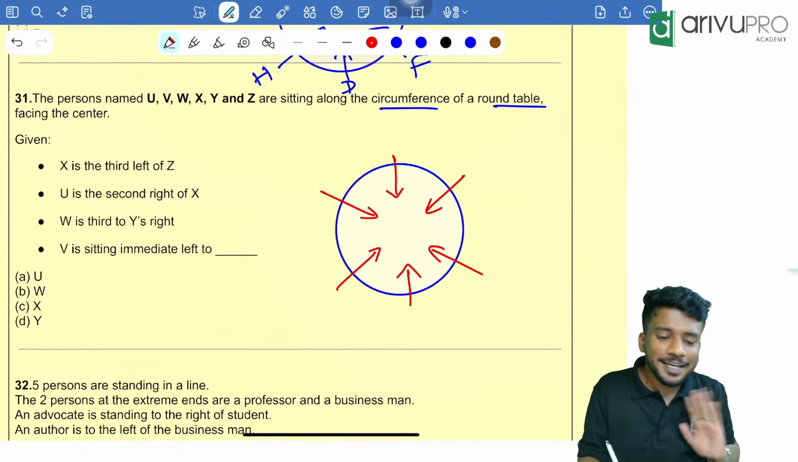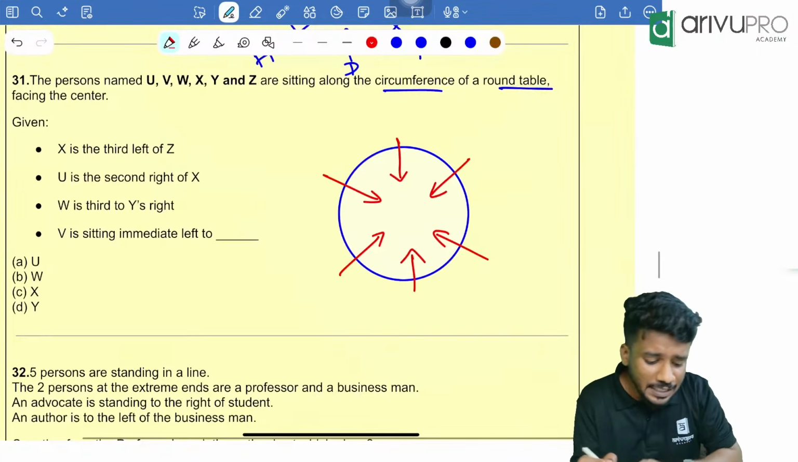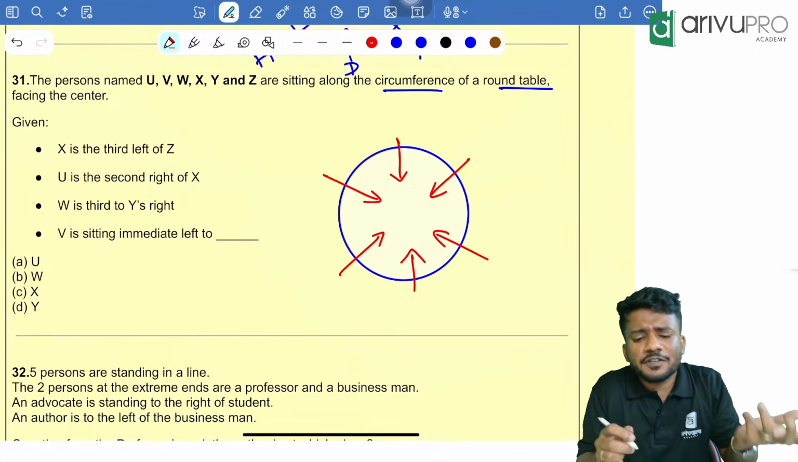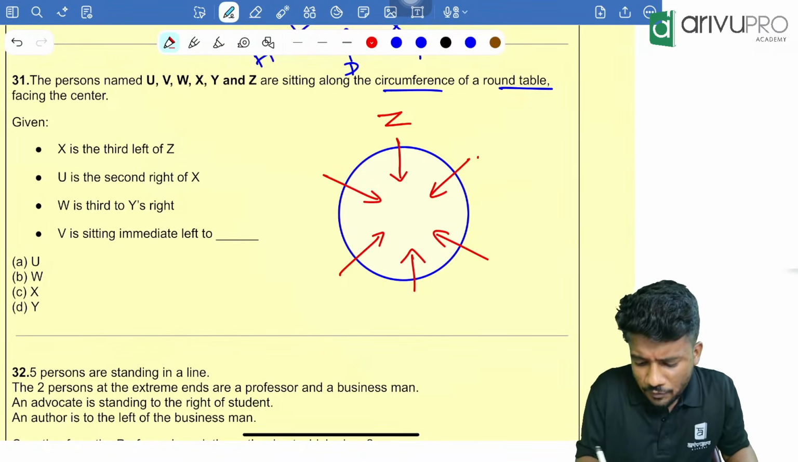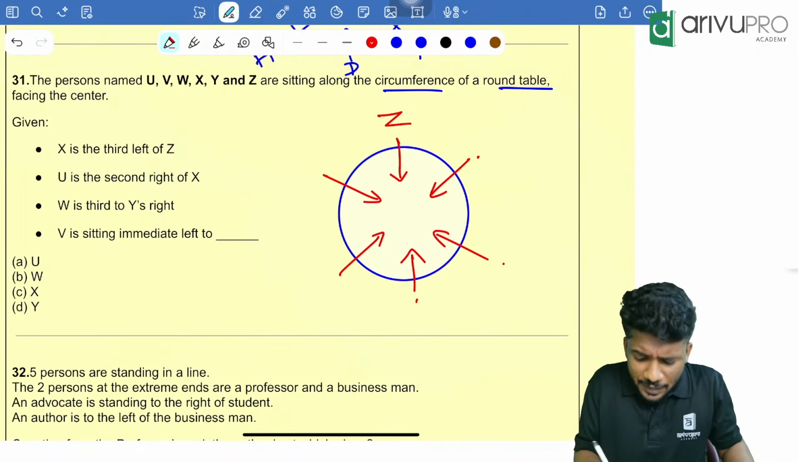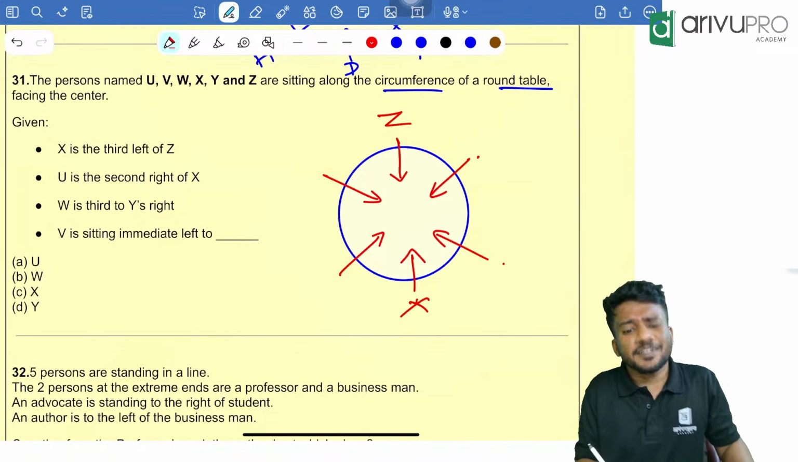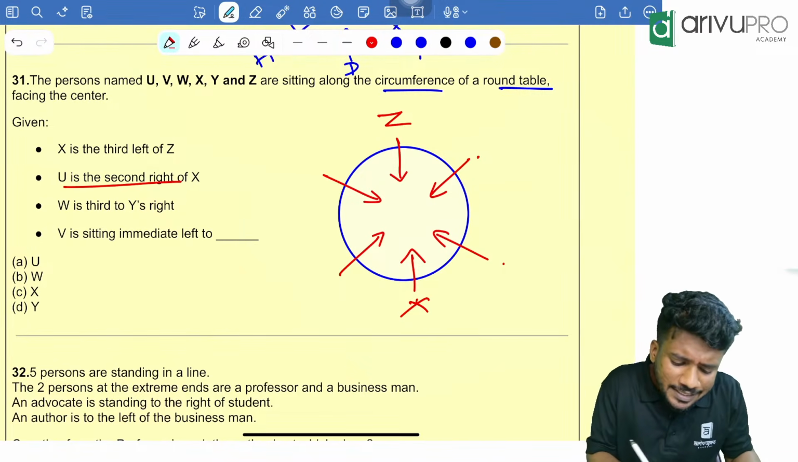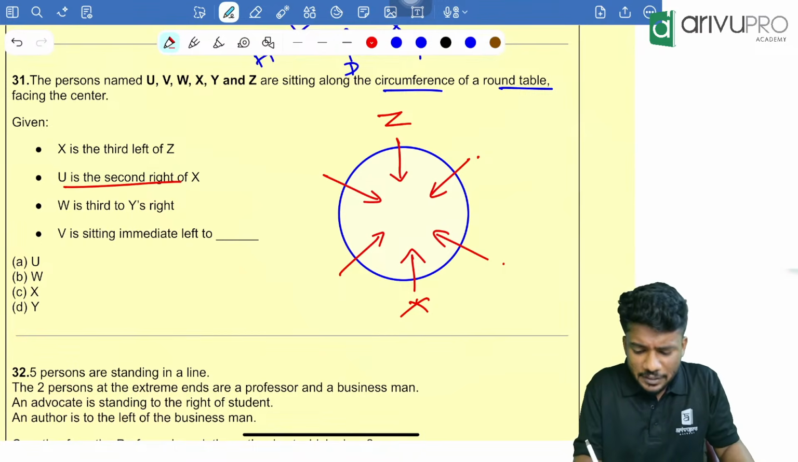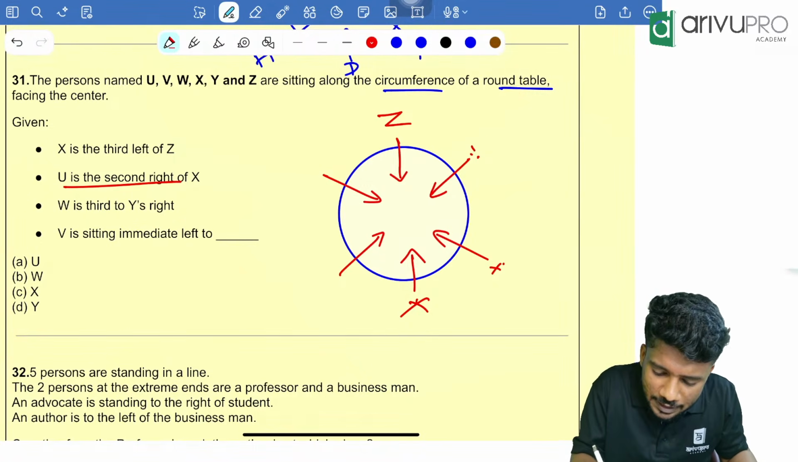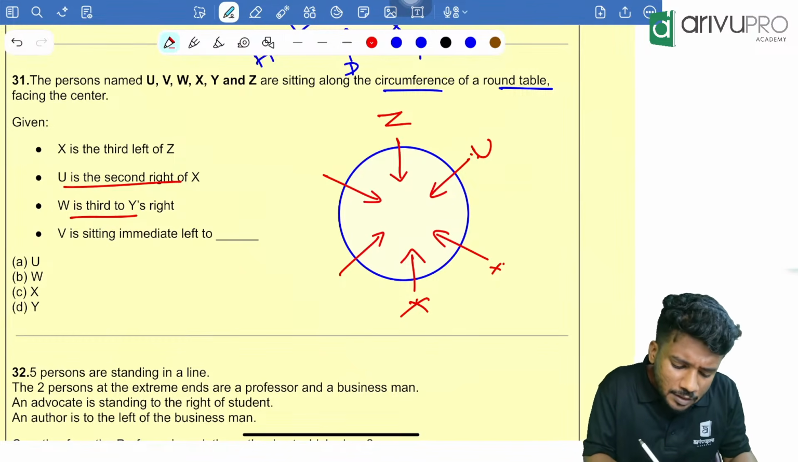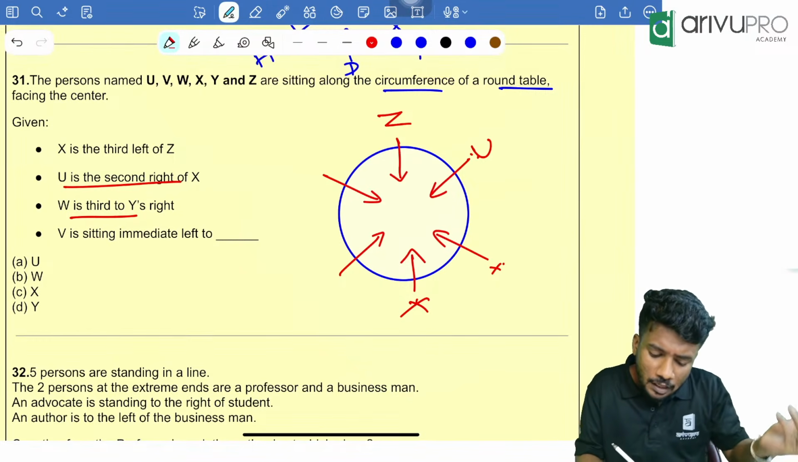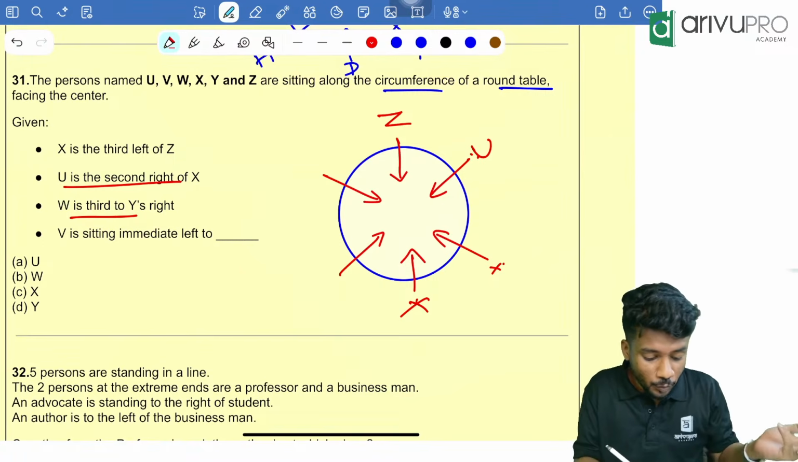Perfect. Now we are going to check. X is third left of Z. Z is over here. Third left means first left, second left, third left. That means X is over here. Then what is given? U is second right of X. Second right of X means first right, second right. So U is over here. Then W is third to Y's right.